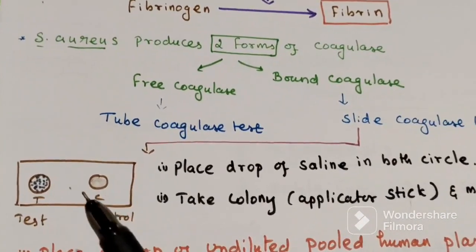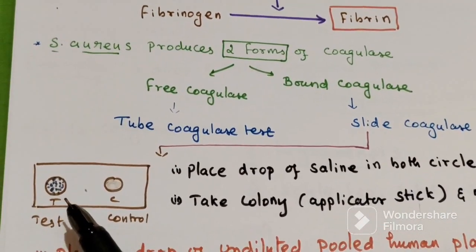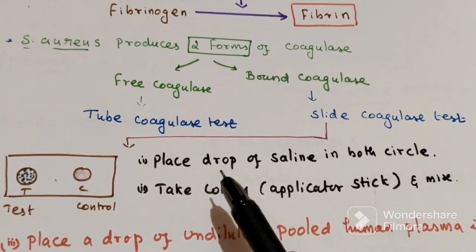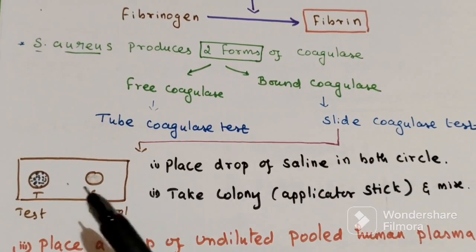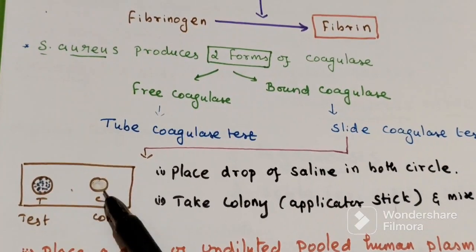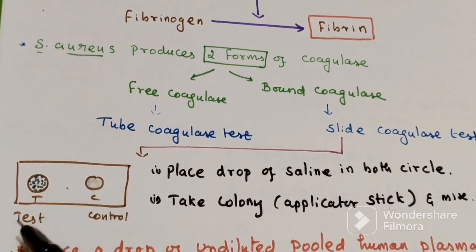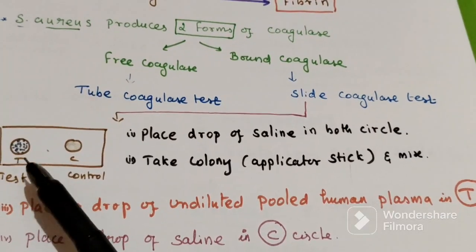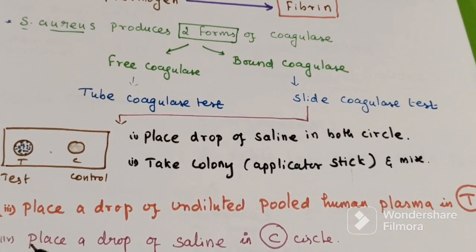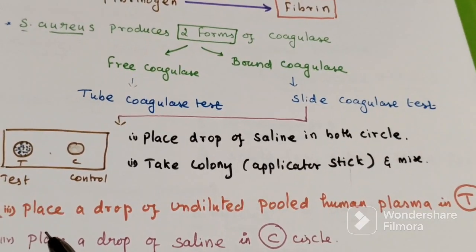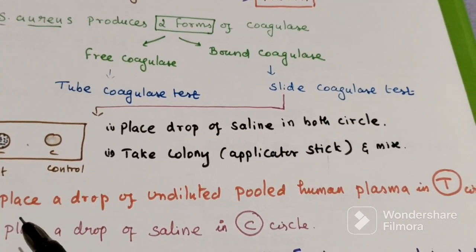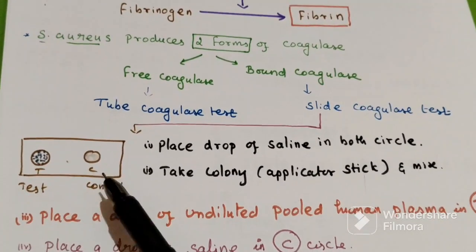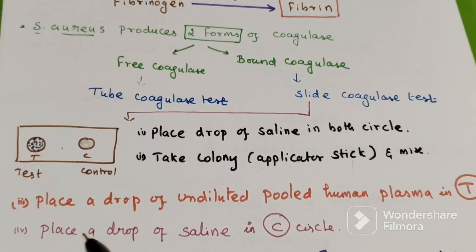How will we do it? We will take a slide. We will do marking. T stands for test, C stands for control. Here, we are placing a drop of normal saline in both circles. Then take a colony using an applicator stick. Then we will mix. Then take a drop of undiluted pooled human plasma in the circle T. Here in this circle we are placing human plasma. Then in the C circle we are placing normal saline.